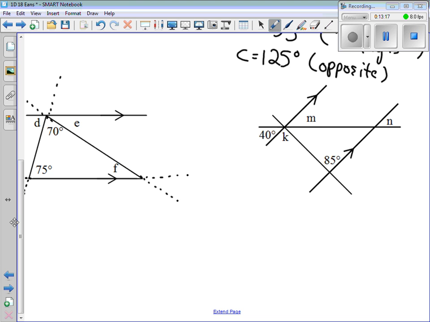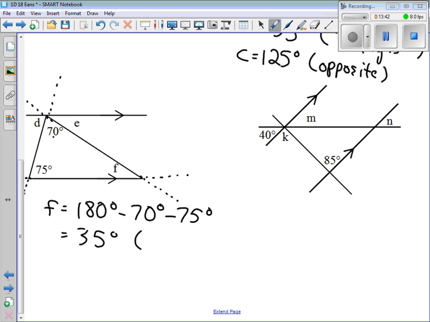And how do you know that 70, 75, and F have to add up to 180? Because they're the interior angles of a triangle. So to calculate F here, we do 180 minus 70 minus 75. And we punch this into our calculator here, and we get 35 degrees. And if we wanted to justify this, we might say that these are interior angles of a triangle. And draw a little triangle there, because triangle is a long word. I'm tired of writing it.